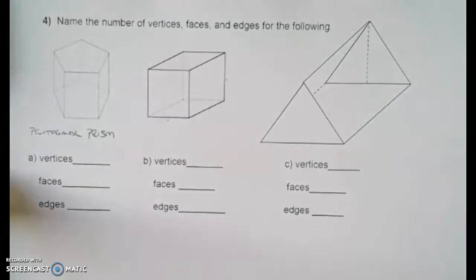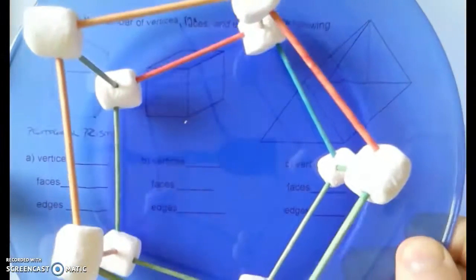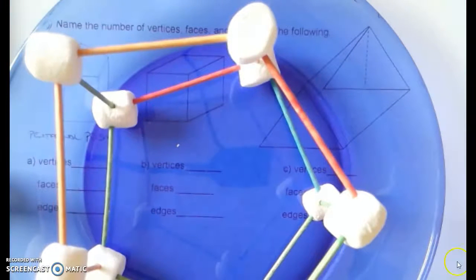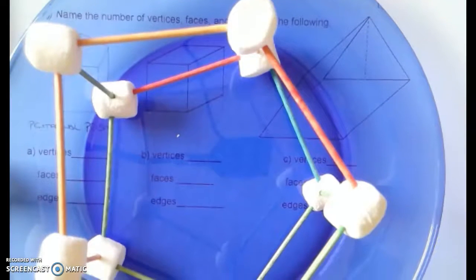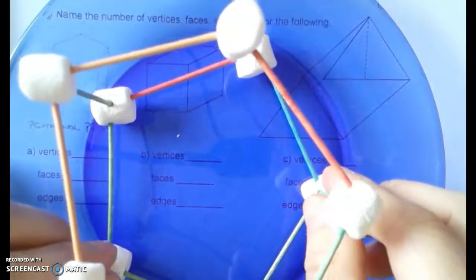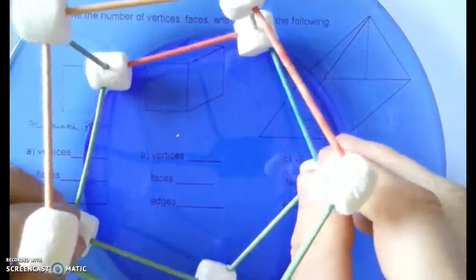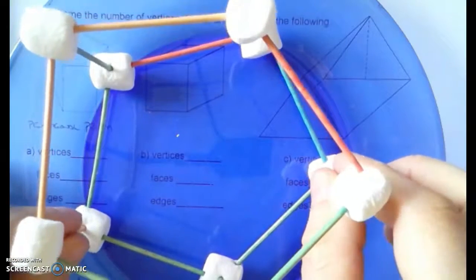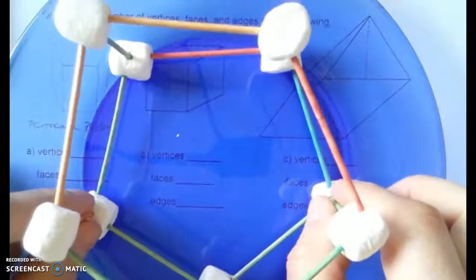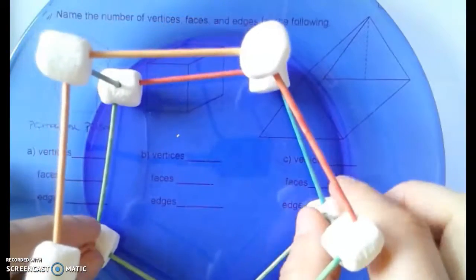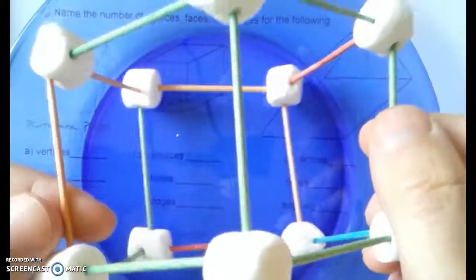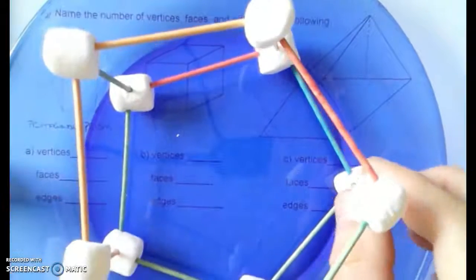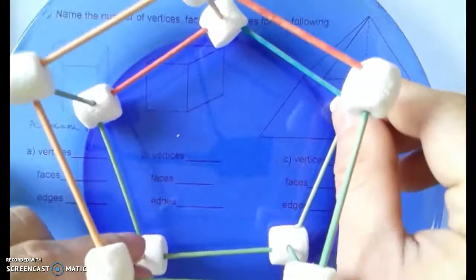Okay, and so if I show you what I did here, here is my pentagonal prism that I made out of marshmallows and toothpicks. The marshmallows, as you can tell, are going to be the points or the corners, and then the toothpicks are going to represent the line segments, which are going to be the edges. If I take a look at my picture right here, I can kind of move it all around so we can see it a little bit better. What I'm going to do is count how many. I'm going to start with the vertices, which are the corners, which are my marshmallows.